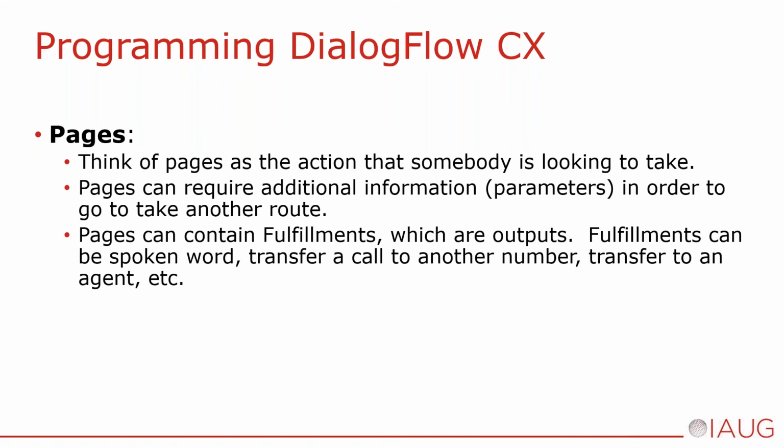So in Dialogflow CX, they have something called pages. Pages are essentially the action that somebody's looking to take. Once we figure out the phrase that somebody asks to do an action, the page is actually that action that is happening. A lot of times when we go to do an action, there might be follow-up questions, or required additional pieces of information that we need in order to do something. Those are known as parameters, and I'll talk about that in just a second.